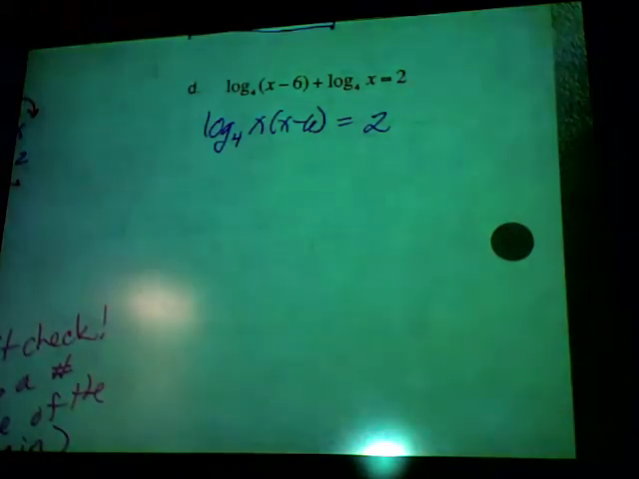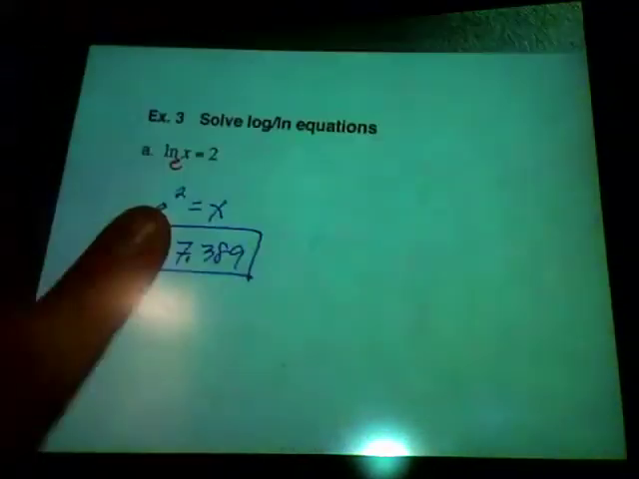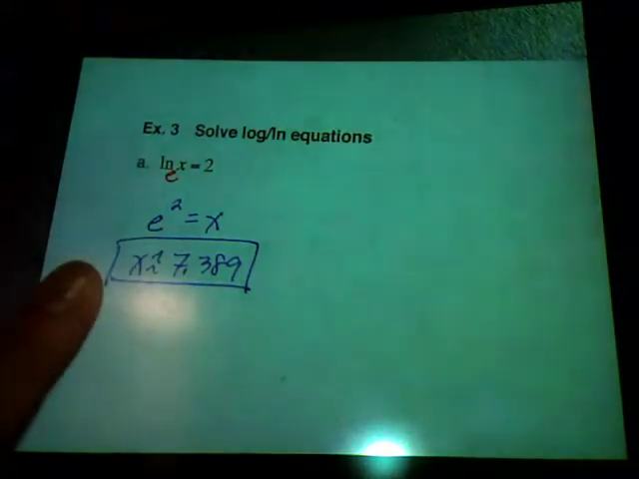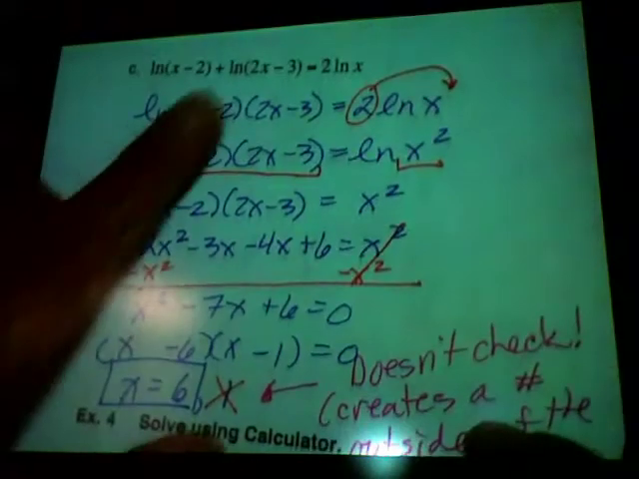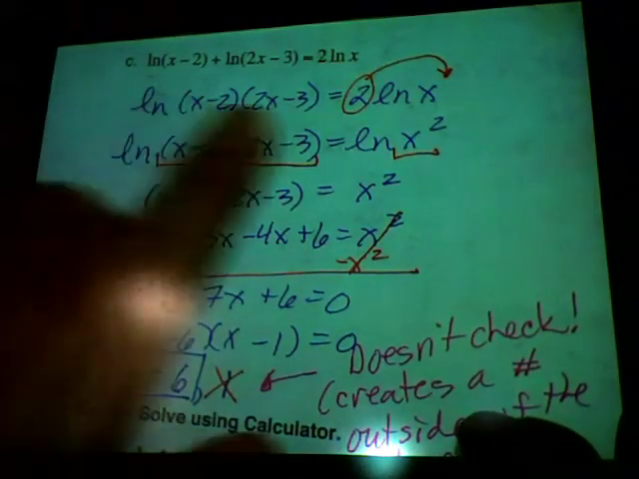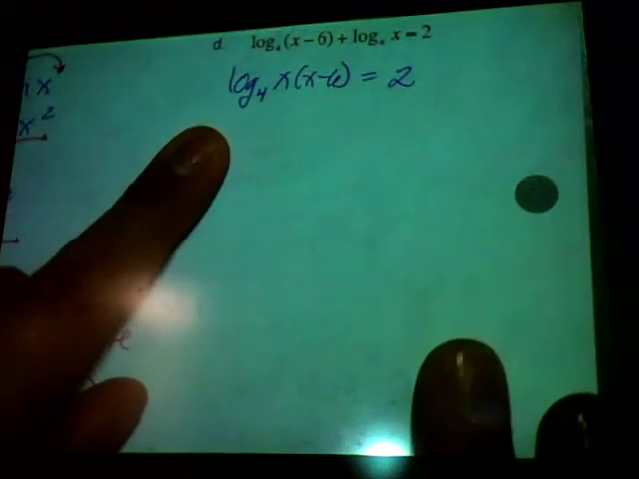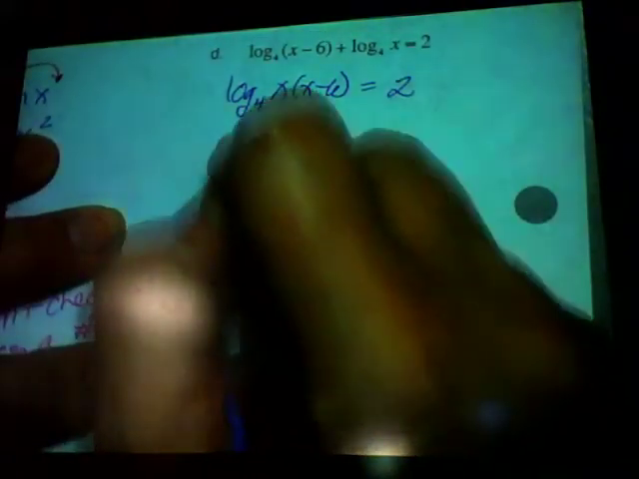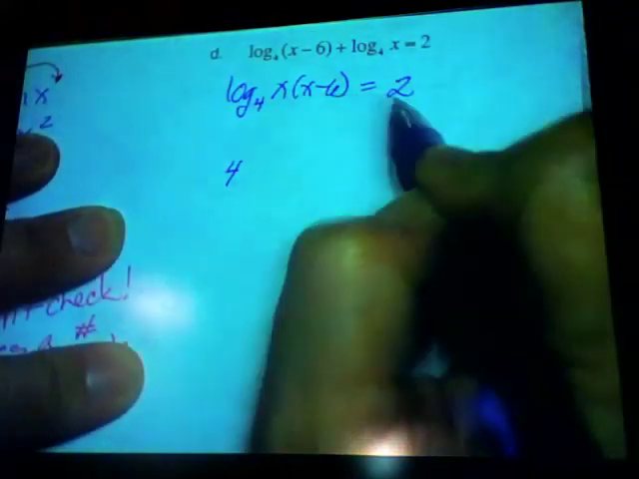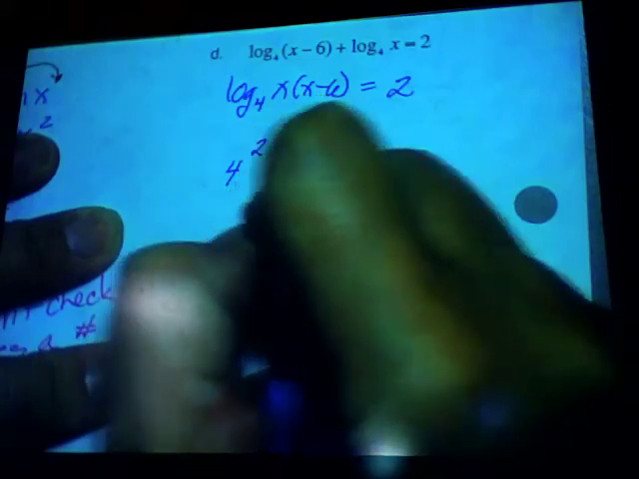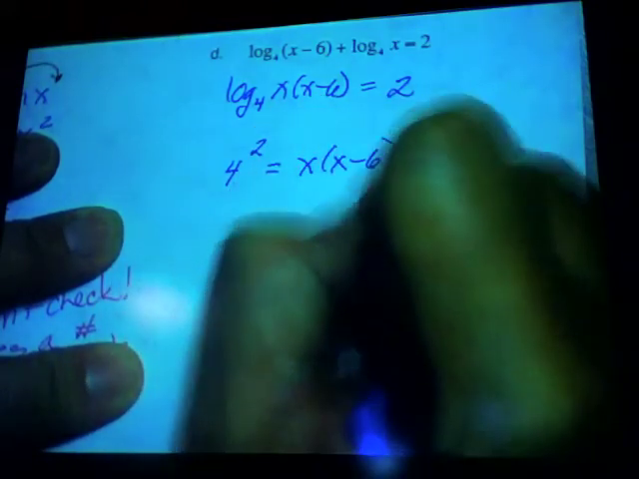One log, you change it to what? Exponential form. 2 logs, I try to get the same logs into 1 log on both sides, 1 log on each side. So because I have just 1 log, I'm going to change that into exponential form. So my base is 4, switch these. So 4 squared is equal to x times x minus 6.